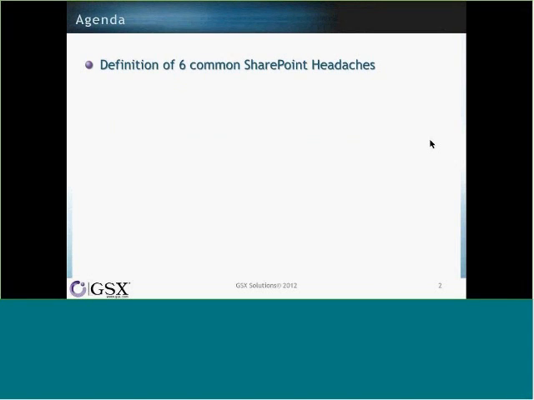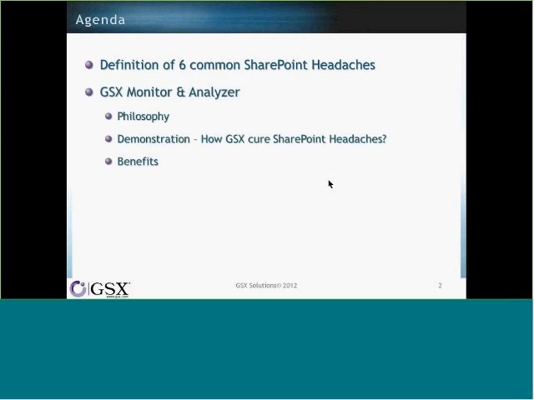So first of all, what we're going to cover today is the 6 common headaches. There may be more, there may be less, depending on your particular situation, but these are the 6 that we've identified. We're going to talk a little bit as we go about 2 products, GSX Monitor and GSX Analyzer. Monitor can be acquired if just the monitoring and alerting part is what you want. If you want SLA reporting and a better way to understand the data, and we would recommend that very heavily, you would also want the Analyzer module.